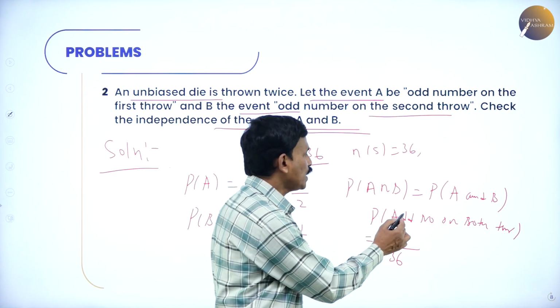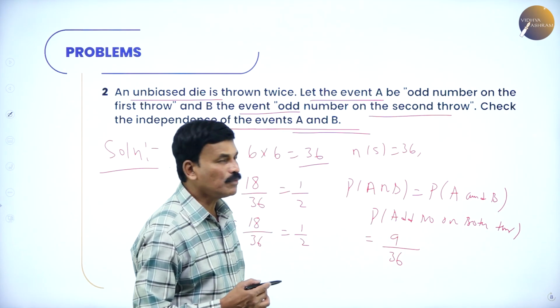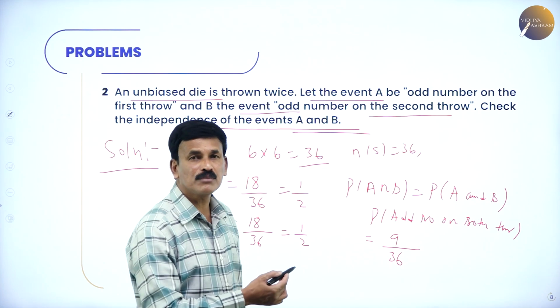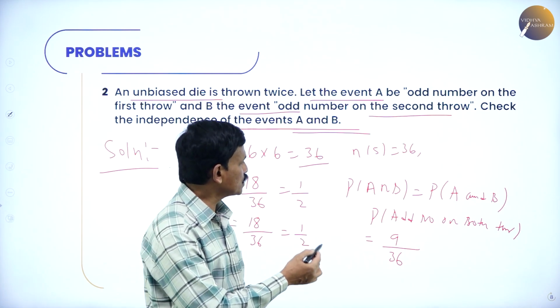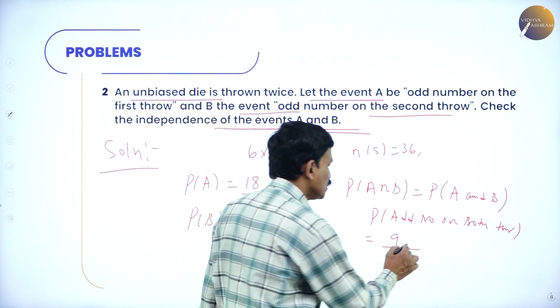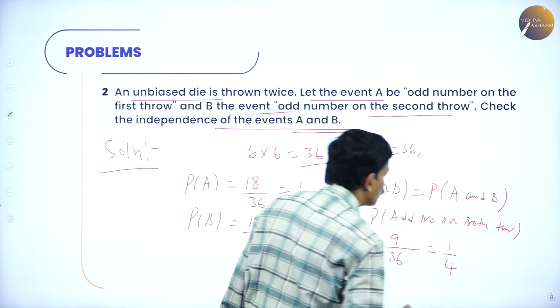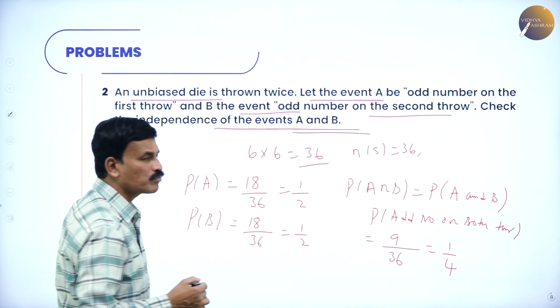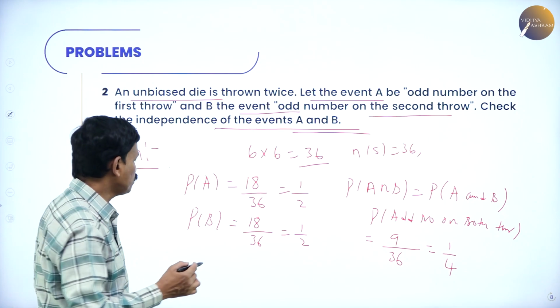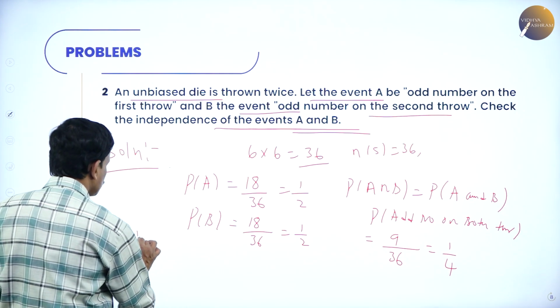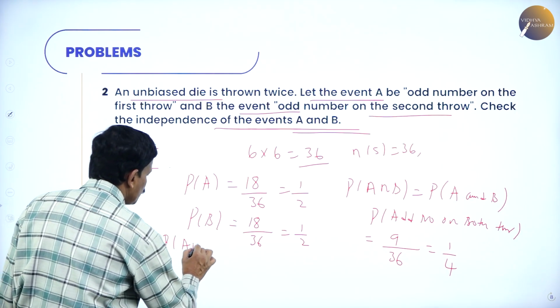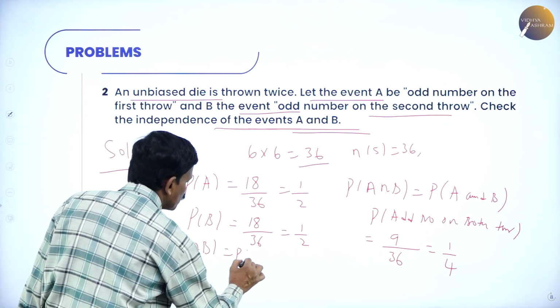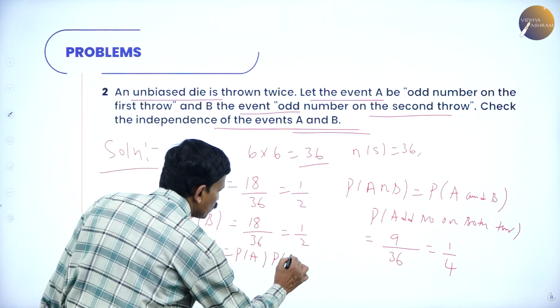The probability of A and B, that is an odd number on both the throws, is given by the probability of A intersection B, that is 9 by 36. This is nothing but 1 by 4. Now, verify whether these events A and B are independent or not. Let us verify whether the probability of A intersection B is equal to the probability of A into the probability of B.